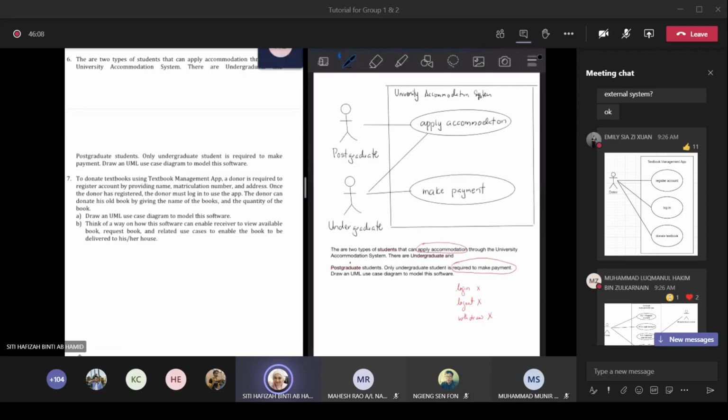So far, Emily's answer is correct. You can use Emily's answer. That one is very straightforward, it comes from the question. So how about B? Okay, think of a way on how this software can enable the receiver to view available books, request books and related use cases to enable the book to be delivered to his or her house. You have another one.